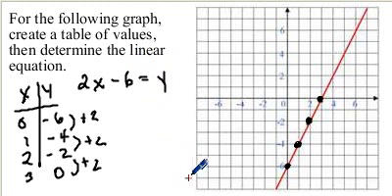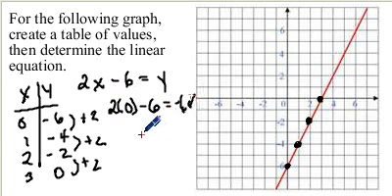Now let's test it out. Let's substitute some values in to verify the equation. So 2 times 0 minus 6 equals -6, and that is correct. 2 times 1 minus 6 has to equal -4. So 2 minus 6 equals -4, so that also is correct.